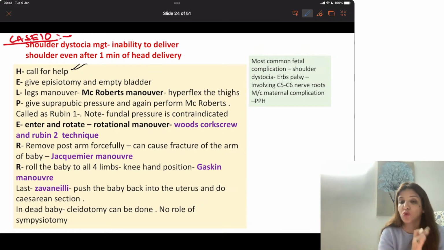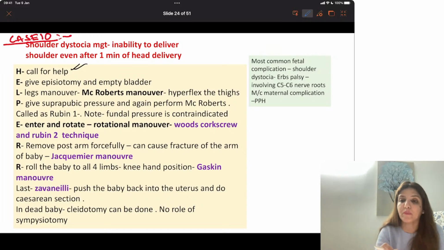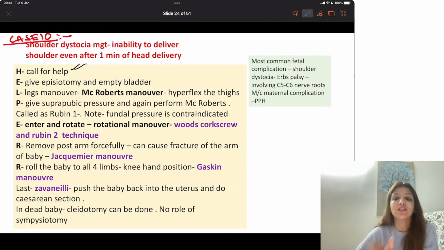Please remember, fundal pressure is contraindicated but suprapubic pressure is given. When you are giving suprapubic pressure and you are trying to do the McRoberts maneuver to deliver the shoulder, that is what is called Rubin 1 maneuver. Right? So if a question comes that there is a case of shoulder dystocia and what is the next step, and in the options you have suprapubic pressure and you also have McRoberts maneuver, or hyperflex the thigh, then the first one which you are going to mark will be hyperflex the thigh. Don't say I'm going to give suprapubic pressure first. If you cannot deliver the shoulders by using McRoberts maneuver, then you give suprapubic pressure and do McRoberts again, which is called the Rubin 1 technique.